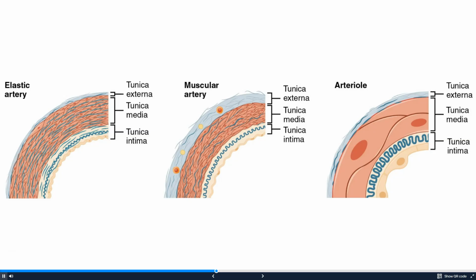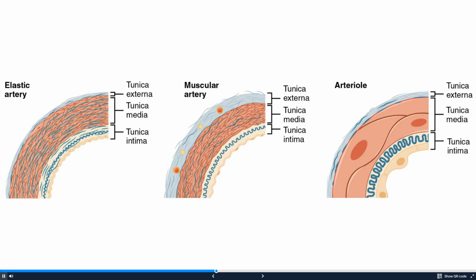Even though it looks like the elastic artery has a thicker tunica media here, keep in mind that they're not drawn to scale. And then finally, in the arteriole, you can really see the difference in scale because we can see the individual smooth muscle fibers in the arteriole much better than in the full-sized arteries.